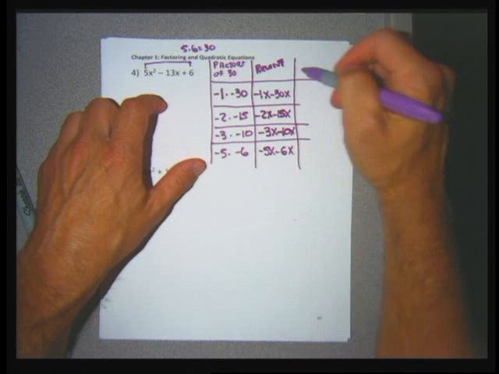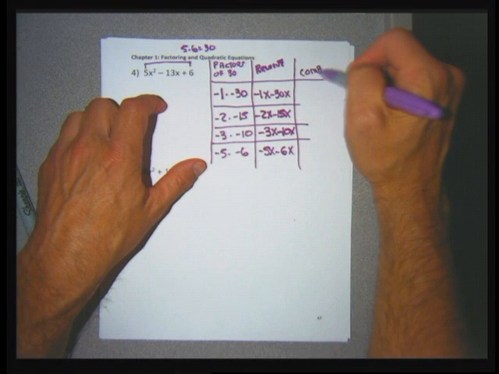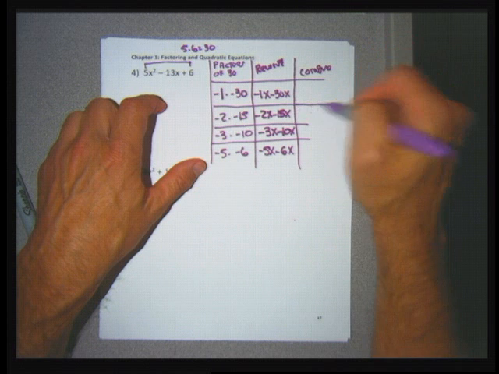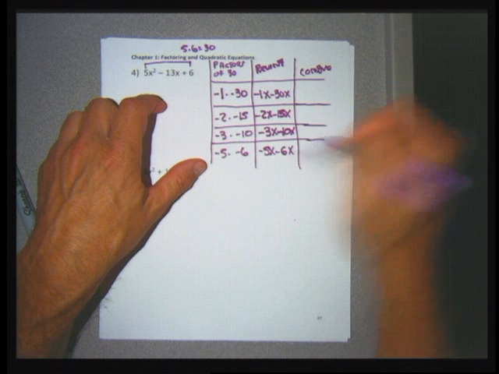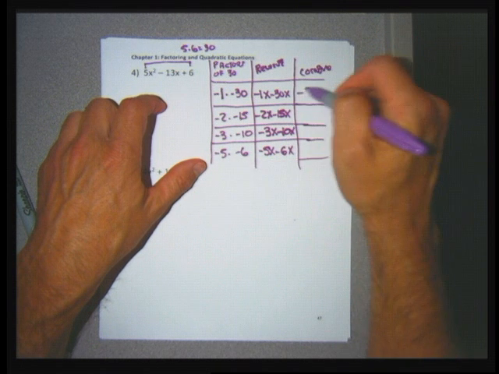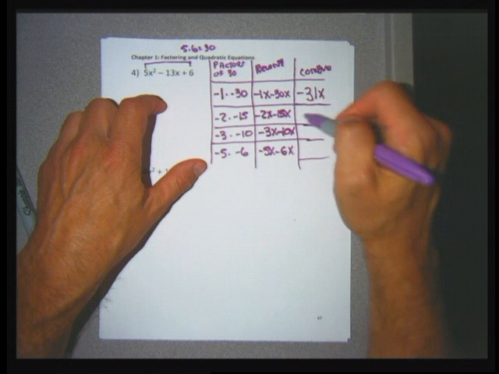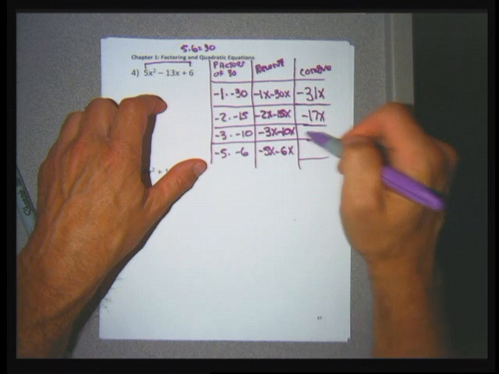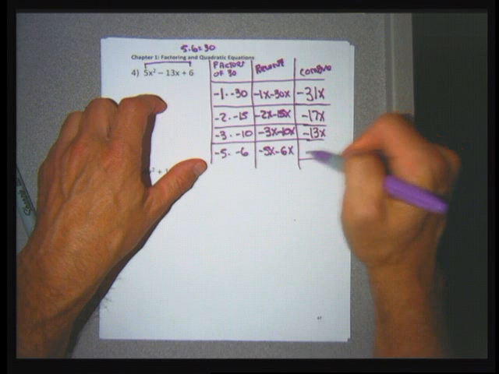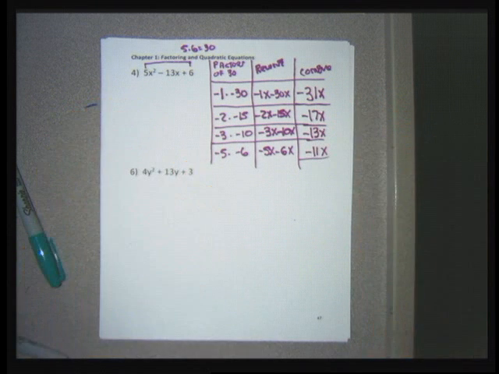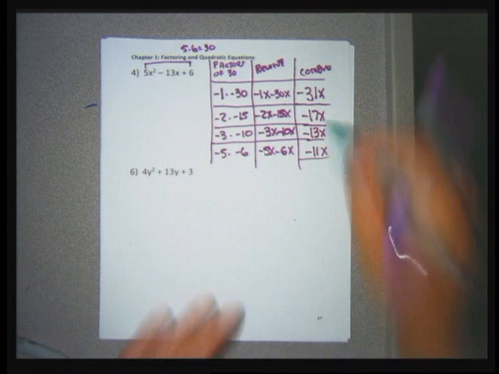Now I'm going to combine these. And because the numbers have the same signs, I add the numbers and keep them negative. So I'm going to get minus 31x, minus 17x, minus 13x, and minus 11x. That means this is the pair that I need.